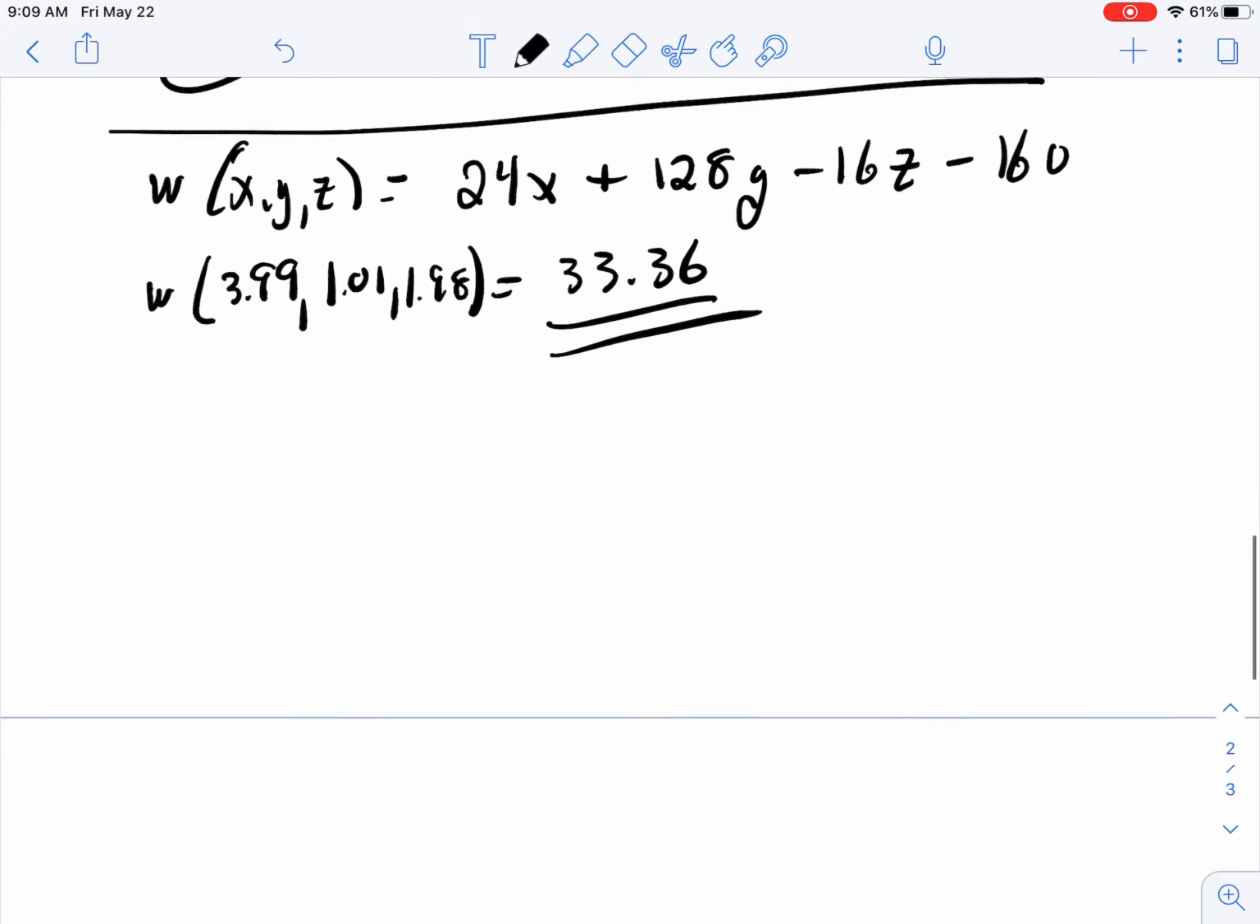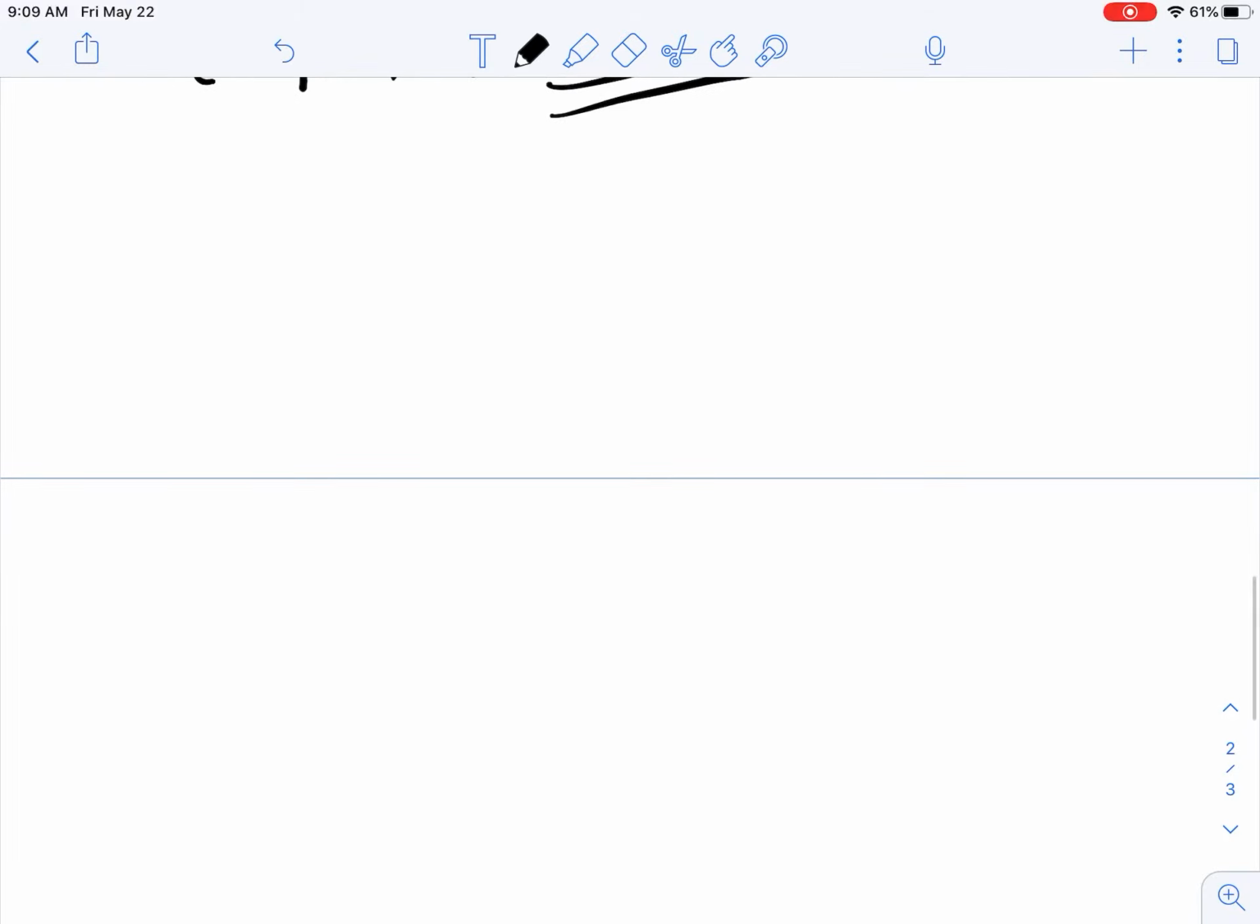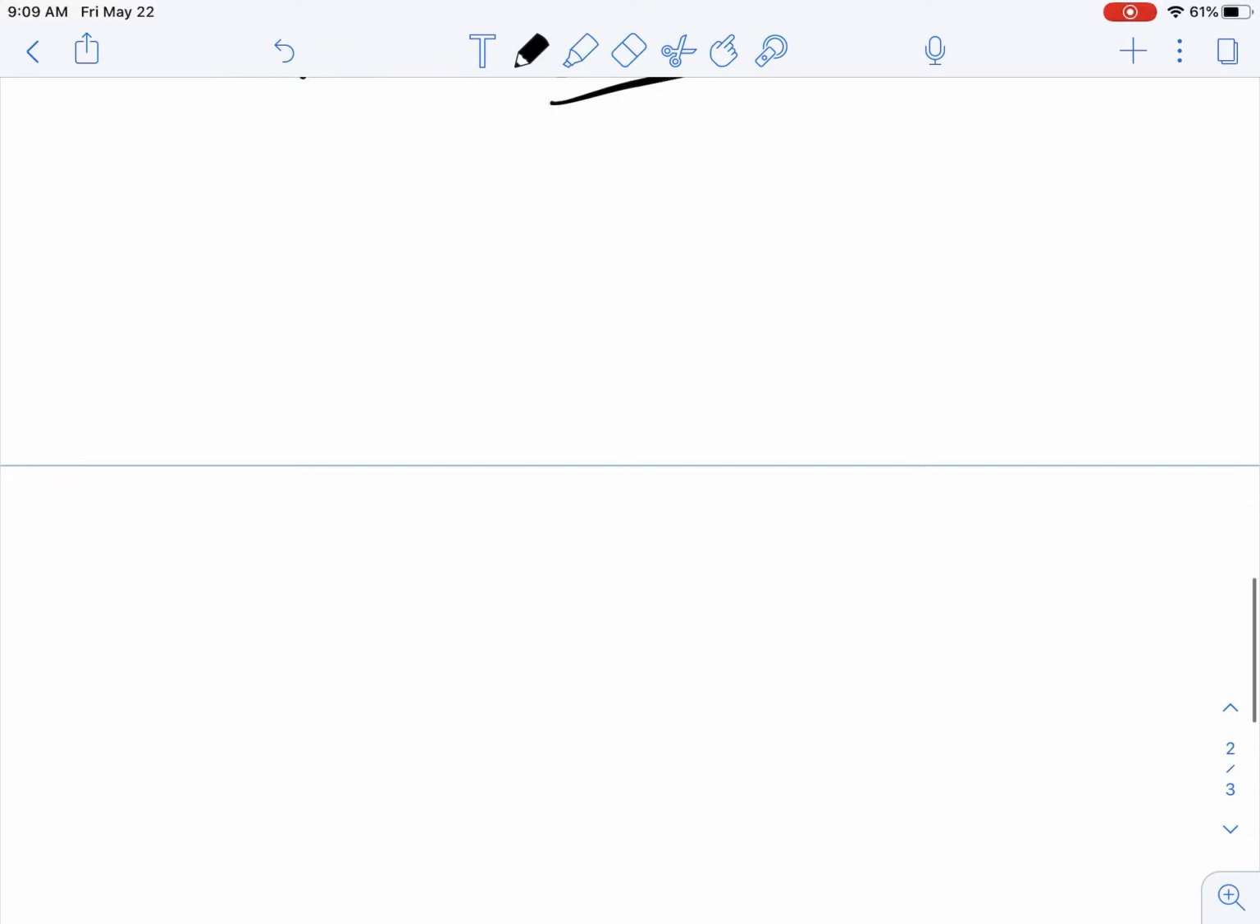Let's go through another example here. I'm going to post all my notes. Let's do one more, and then these to compare to.